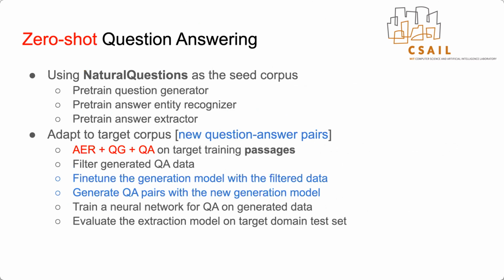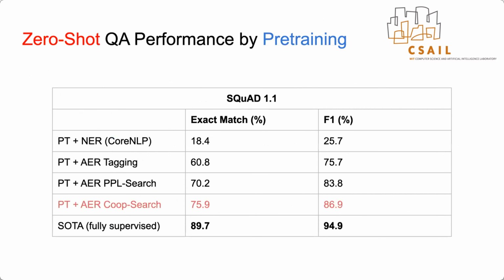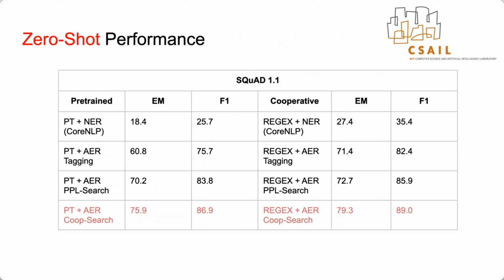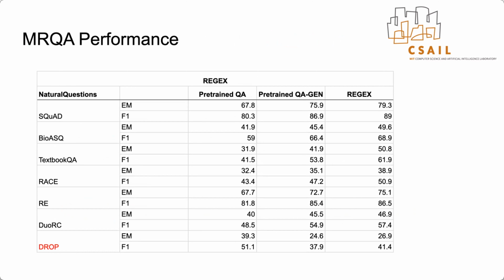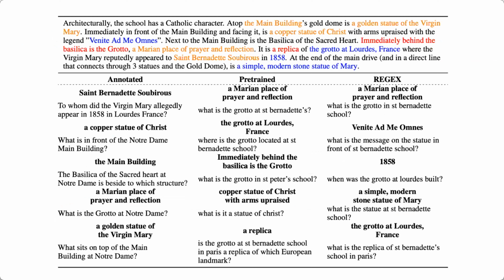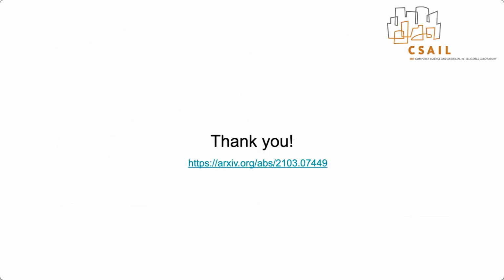So this is the pipeline, and then we evaluate on our target domains. On SQuAD, we can see that the AER model with cooperative search, which is a search method we showed previously, had the highest performance compared with other methods, and the NER performance is pretty low. And after using our full model, we get pretty close results compared with the baseline fully supervised model. And this is the performance on the MRQA benchmark. This is an example of a generated passage, and you can find more examples in the paper. And thank you very much.